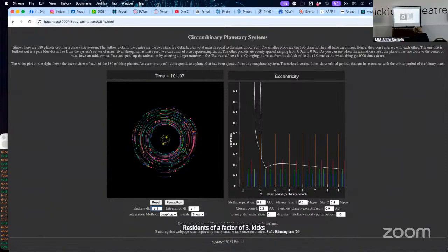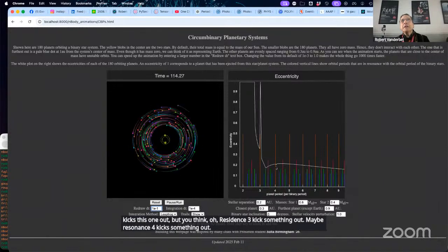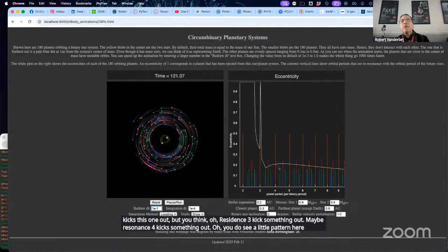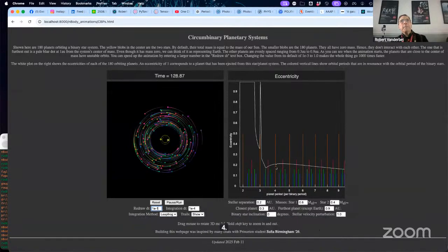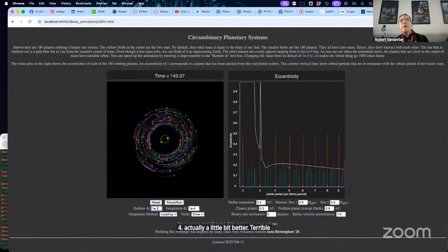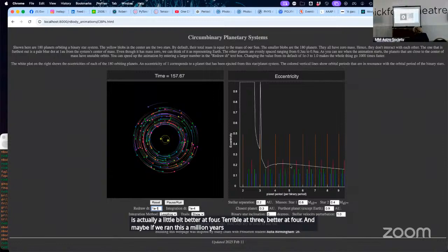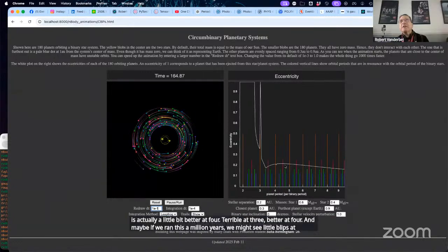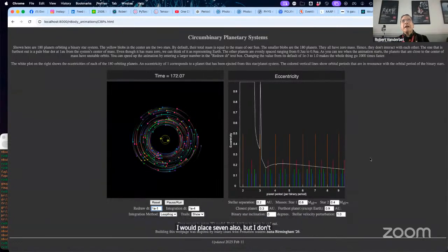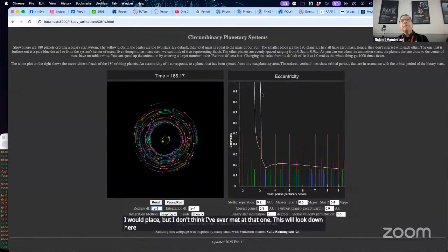But you think, oh, if resonance 3 kicks something out, maybe resonance 4 kicks something out. Oh, you do see a little pattern here. That resonance 4 is actually a little bit better at 4. Terrible at 3, better at 4. And maybe if we ran this a million years, we might see little blips at 5, 6, and 7 also. But I don't think I've ever run it that long to see anything more than this little blip down here and this big blip up here.